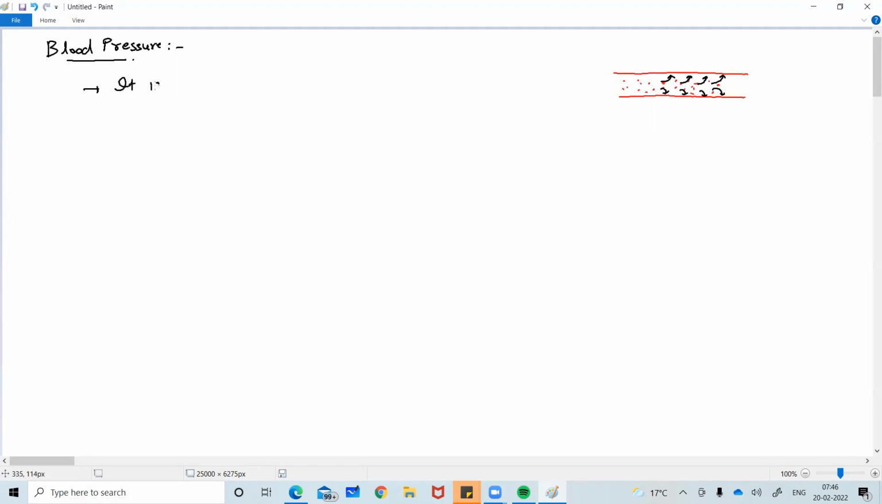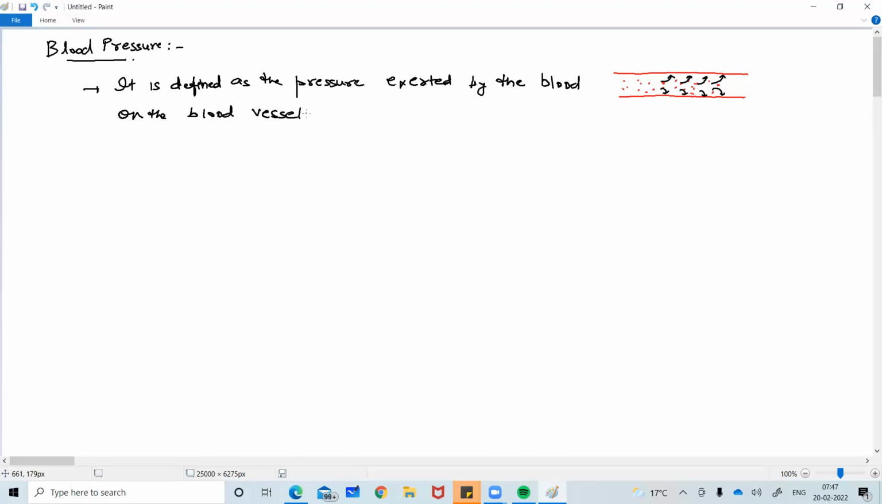It is defined as the pressure exerted by the blood on the wall of, or you can say on the blood vessels in which it is present.